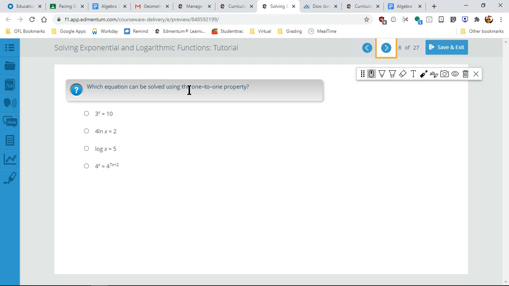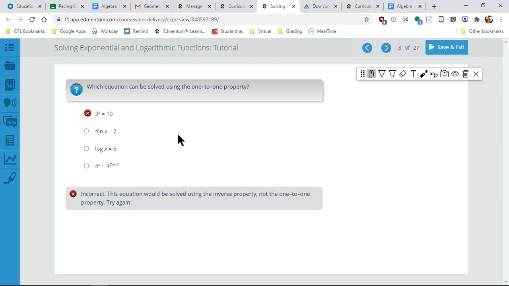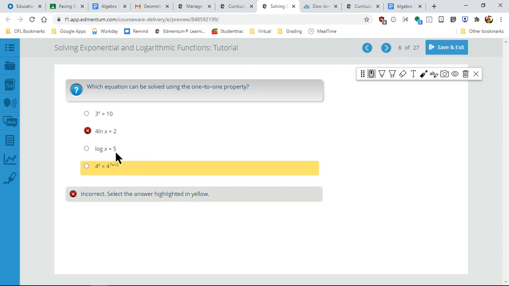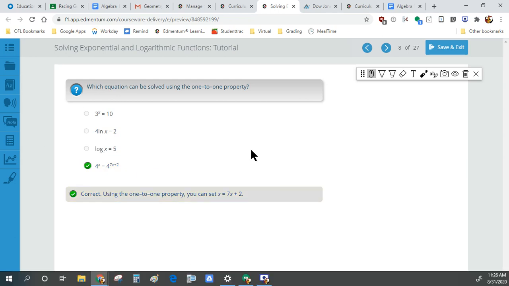Which equation can be solved with the one-to-one property? So if we want to solve this with the one-to-one property, the only one that looks like it would be this one. The reason why I say that is, oops, I guess that wasn't it. Stop it. I'm not picking questions. Oh my gosh.